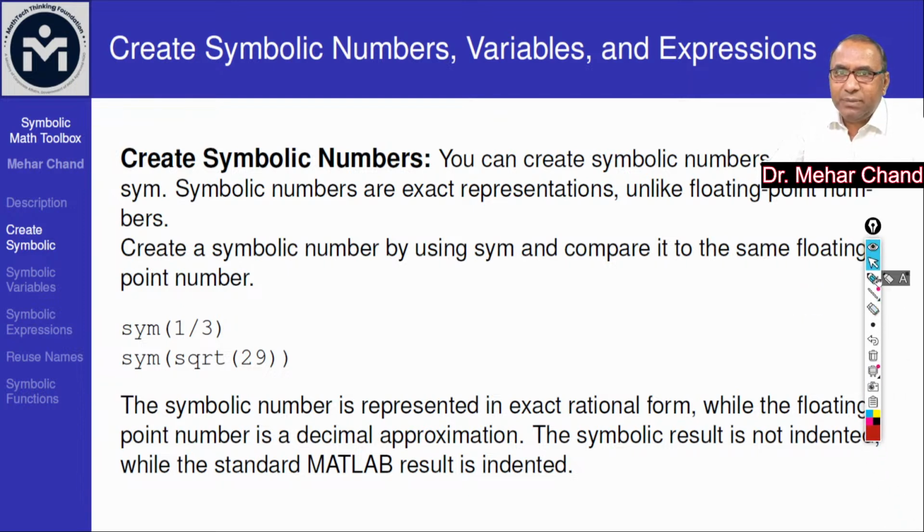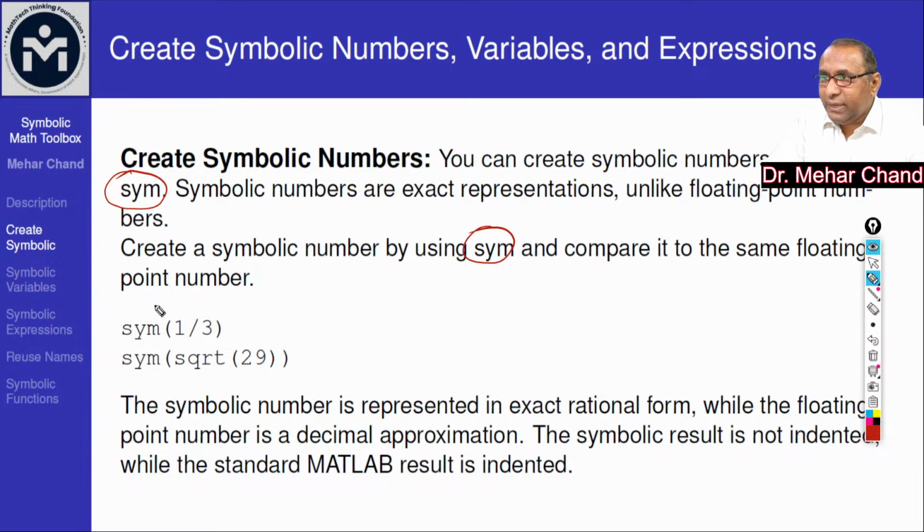Okay. So sometimes, as you can see, we can create symbolic numbers by using the sym function. This function will be used for the symbolic number. Symbolic numbers are the exact representations of the number, unlike floating point numbers, which are not exact. To create a symbolic number or to compare, we will use this sym function, and we can compare with the floating point number.